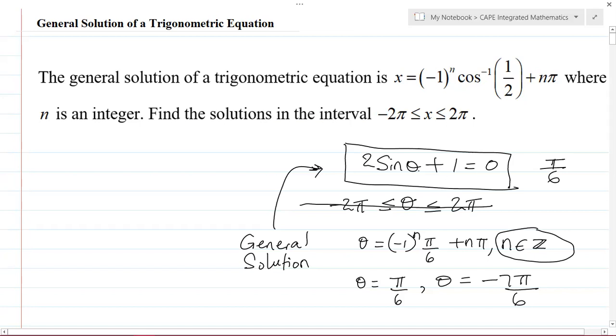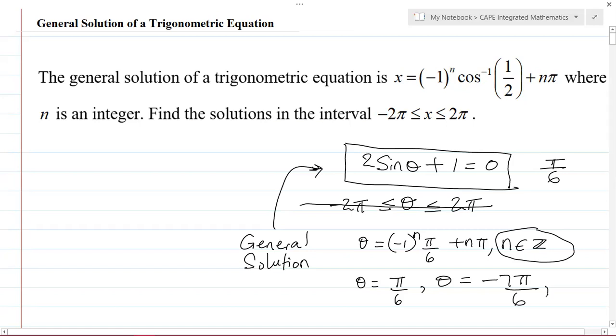And you can check it for yourself. You can plug in these values of theta into the trig equation here in the box, and you will see that you will get 0, assuming that your calculator is in radian mode, of course. So that's just a brief explanation of the general solution, its purpose and what the general solution means.